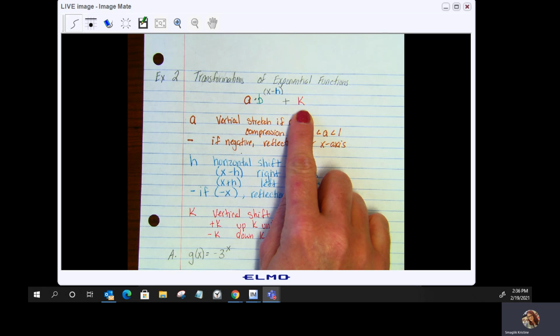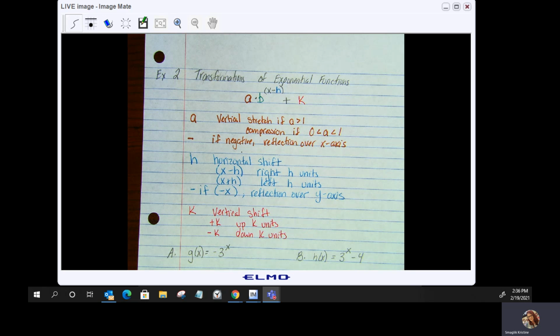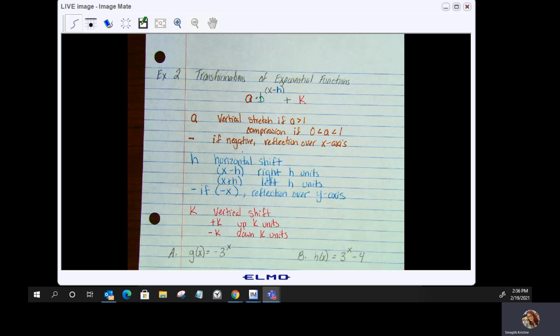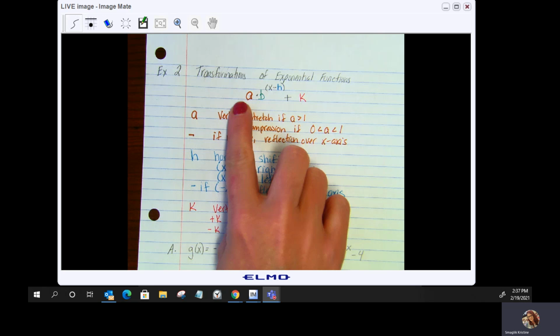And then just like we've seen in all the other function families, you've got some value hanging around on the outside, that k value, that's going to be your vertical shift. Usually the higher your a value is, greater than 1, the more vertically stretched the graph is going to be. If you have a negative in front of your function, just like with any other function family, it's a reflection over the x-axis. And your horizontal shifts, if it's x minus h in the exponent position, you're going right h units, plus h, you'd be going left h units.